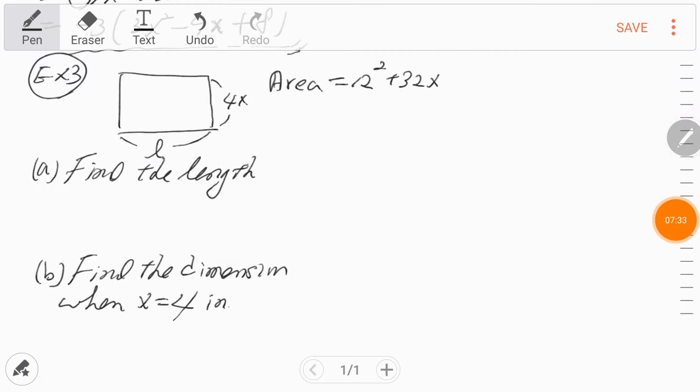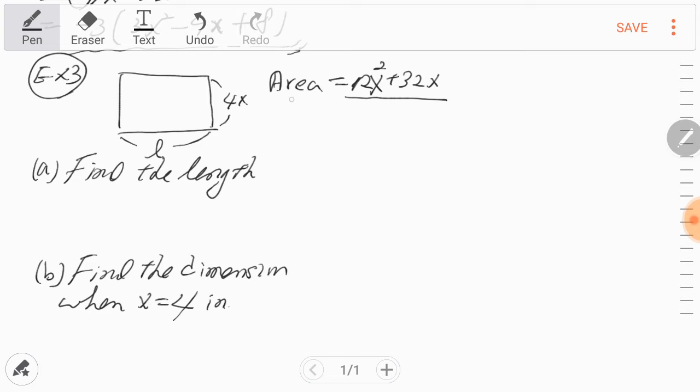Okay, in this example 3, here is a rectangle, and the width is given. The width is 4x. And also the area of this rectangle is given. So the area is 12x squared plus 32x. And then the question is find the length.